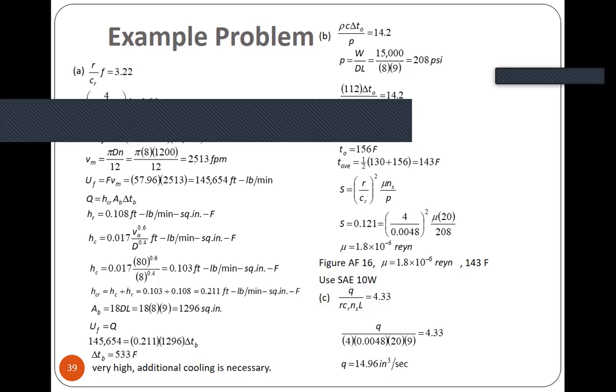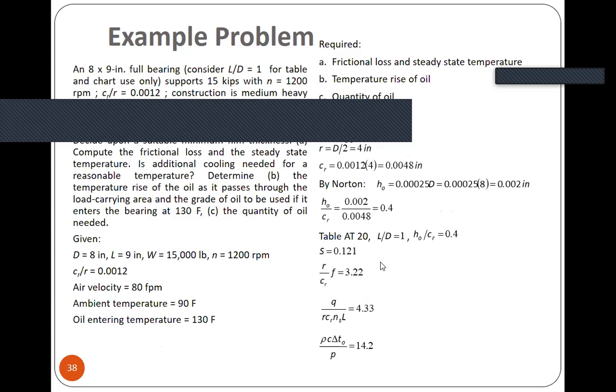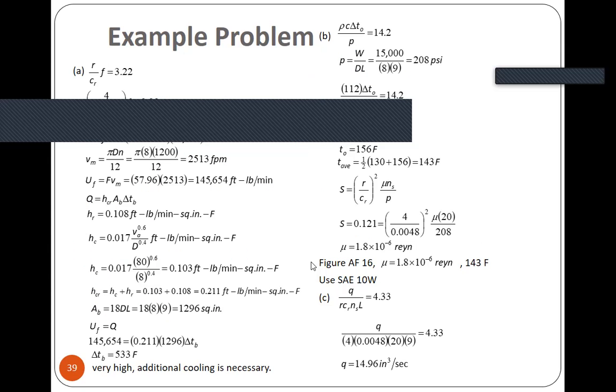Let us see what is the flow rate, the quantity of oil. We have that there: Q over R CR N S L is 4.33. Substitute values. Q over 4 over 0.0048 over 20 over 9 is 4.33. Therefore, Q is equal to 14.96 cubic inch per second. So, from one table, you can get all the properties. Okay. So, this is the end of this topic, roller and ball bearing.